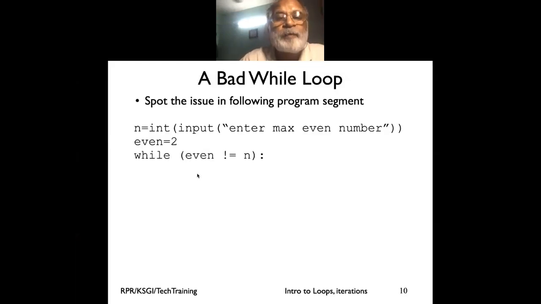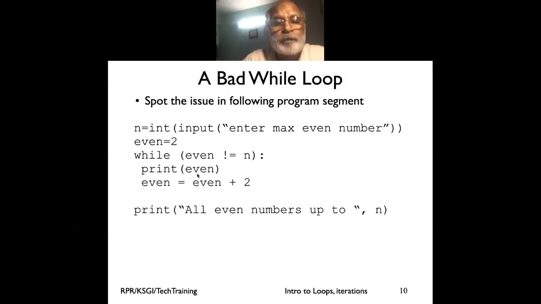So let's say I'm trying to print all even numbers up to n. So somebody says n is 10, I should print 2, 4, 6, 8, 10 till I get there. Do you see any problem with this looping? Anyone?